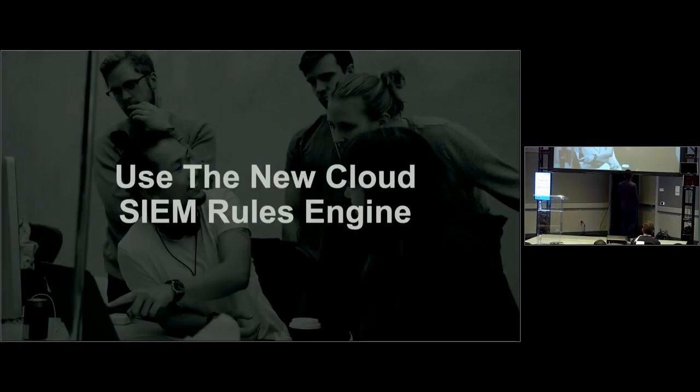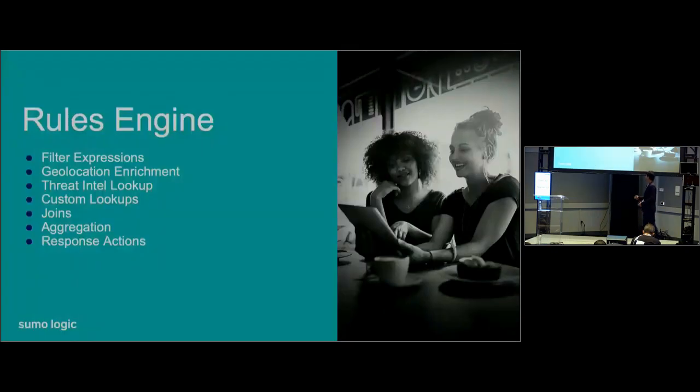With that, we're going to talk about the new CloudSIEM rules engine. We're going to cover several components of the rules engine. Firstly, we're going to talk about filter expressions, geolocation enrichment, threat intel lookups. You can also build custom lookups, and then you can aggregate, join, right? So far we tortured the data. And finally, when you get a confession, we're going to use response actions to take action on the confession.